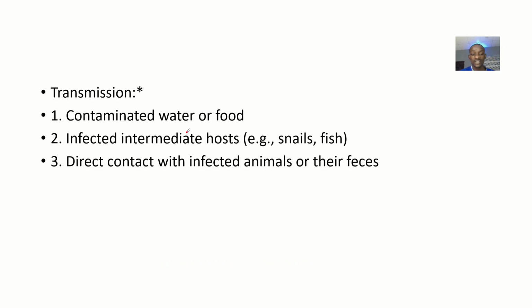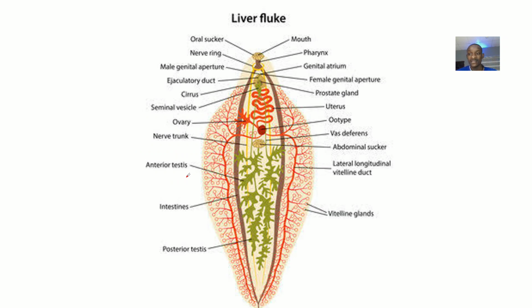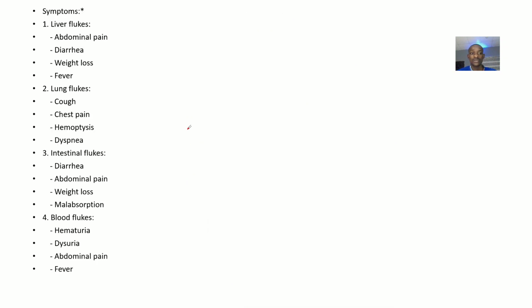All right. Transmission. These organisms, how are they transmitted to humans to actually cause a disease condition? Through contaminated water or food. Or sometimes when you consume an intermediate host, which could be snails or fish. It could be that the fish or snail was undercooked, not processed properly. Then also you could get it from direct contact with infected animals or their feces. You can see this is a liver fluke. Look at the picture very well. See how it is.